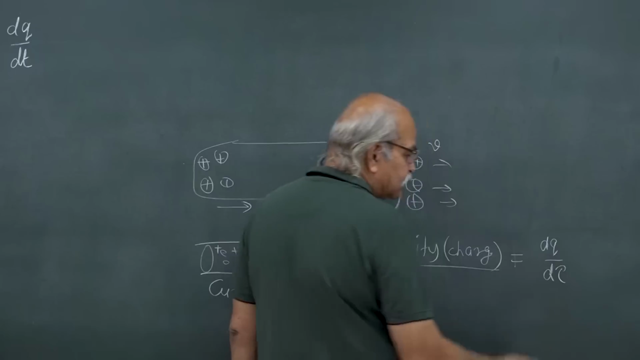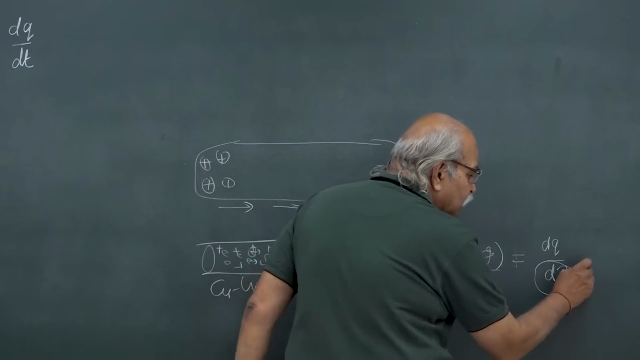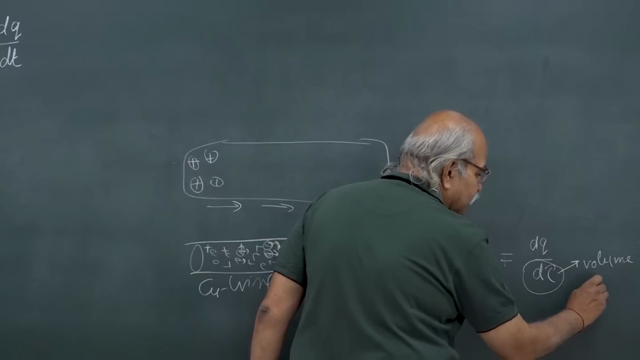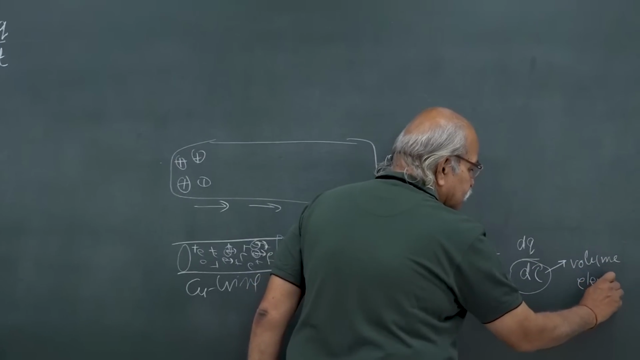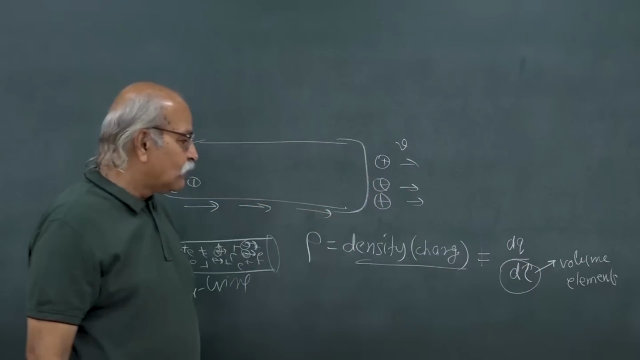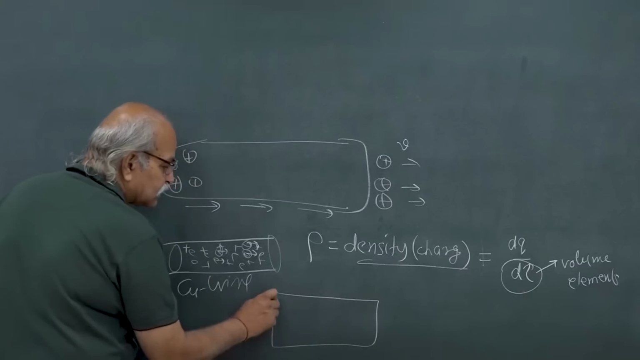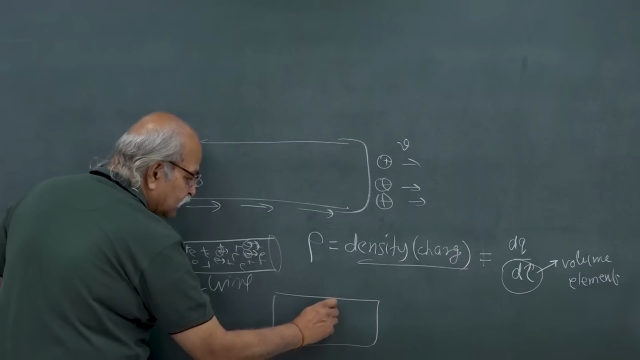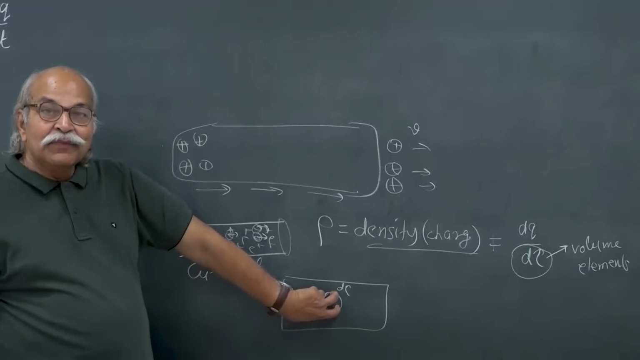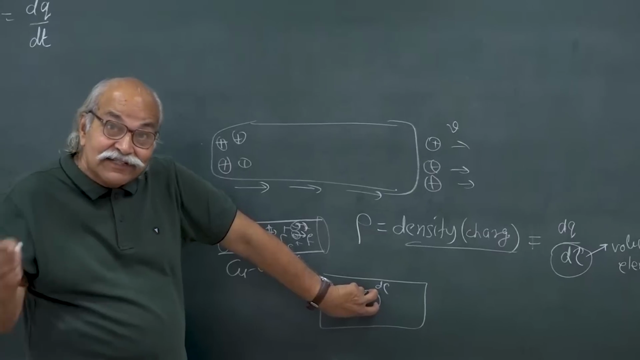These are the symbols that you keep learning. This d tau I will always use for a volume element, a small volume, tau, the Greek letter tau, d tau. So if I take a small volume in this wire, suppose this is a wire and I take a small volume d tau here, and in that d tau, how many free electrons are there, right? How many free electrons are there?